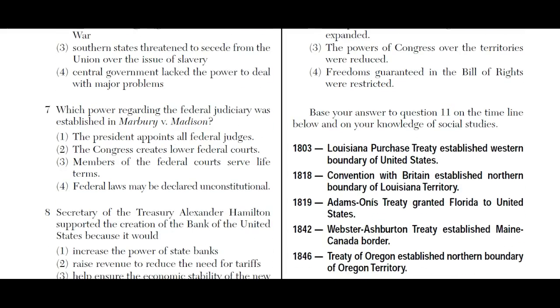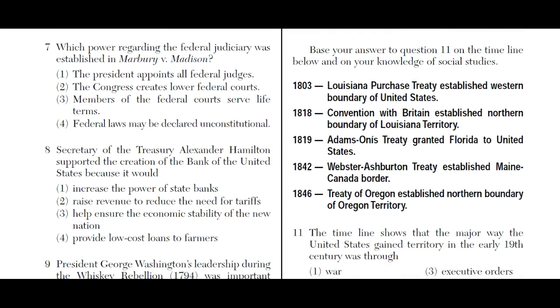Question 7. Which power regarding the federal judiciary was established in Marbury versus Madison? Court case, Marbury v. Madison, when you see that, you should think instantly judicial review, and specifically that means that the U.S. Supreme Court has the ultimate say over whether a law or an action by the president is constitutional. So the power of the federal judiciary, that's the courts, established in Marbury v. Madison, is that federal laws may be declared unconstitutional.